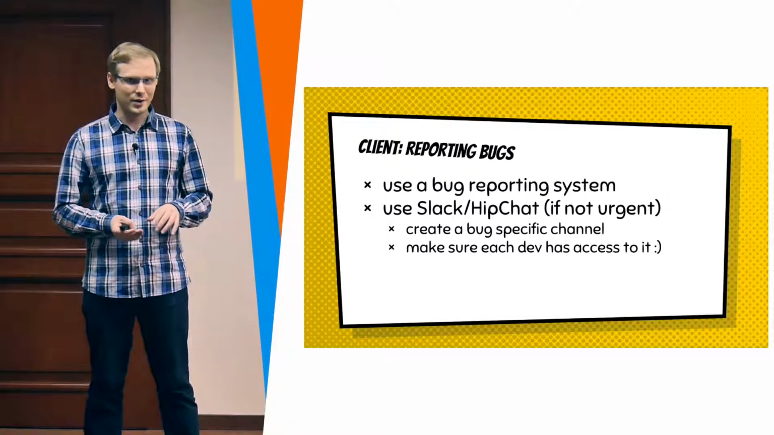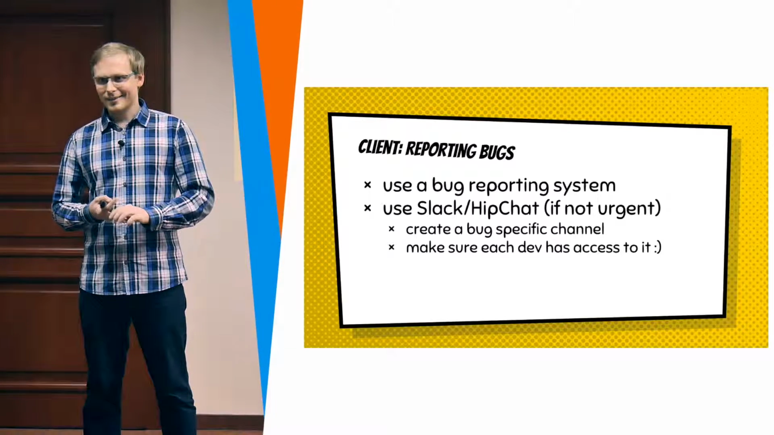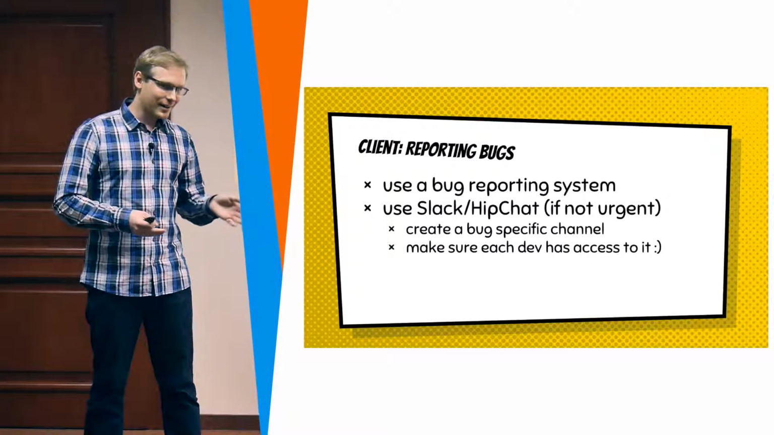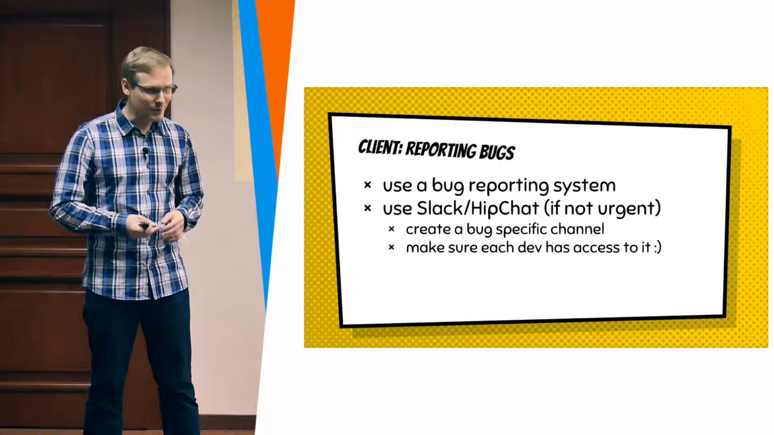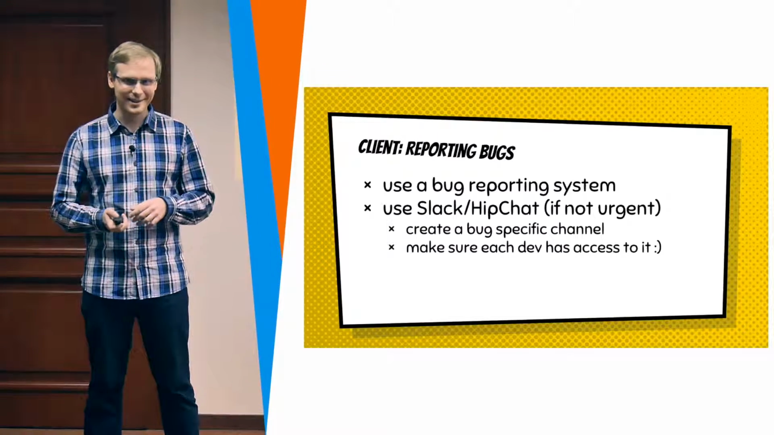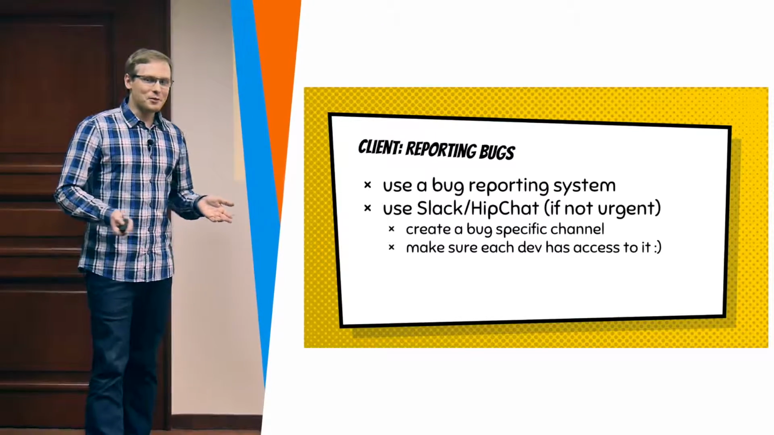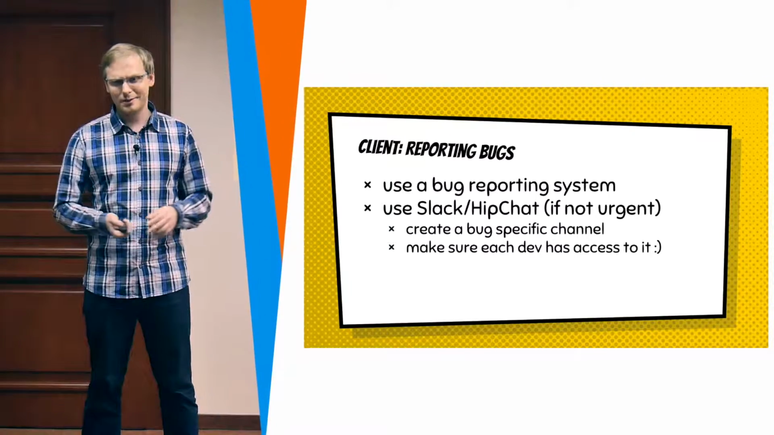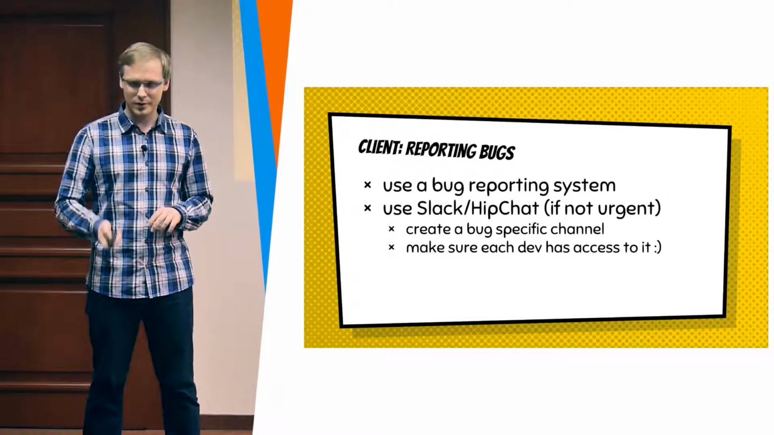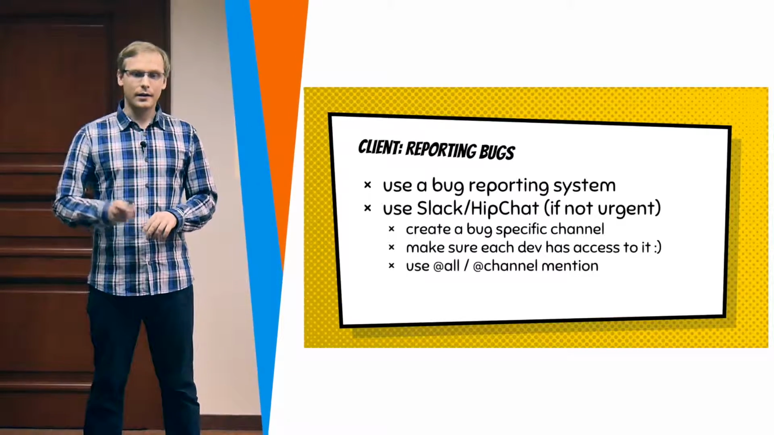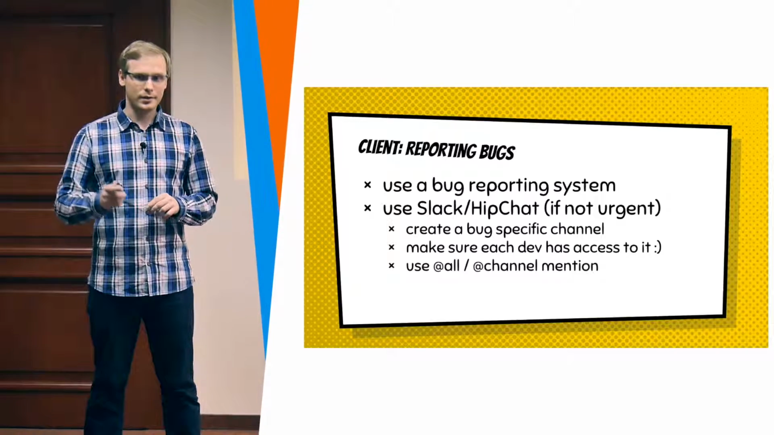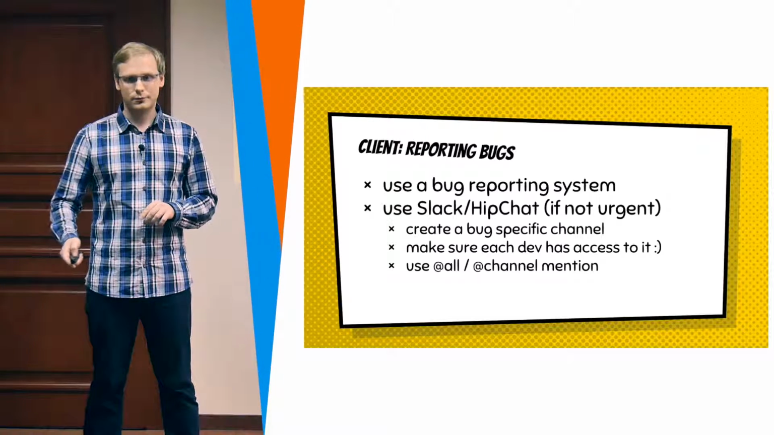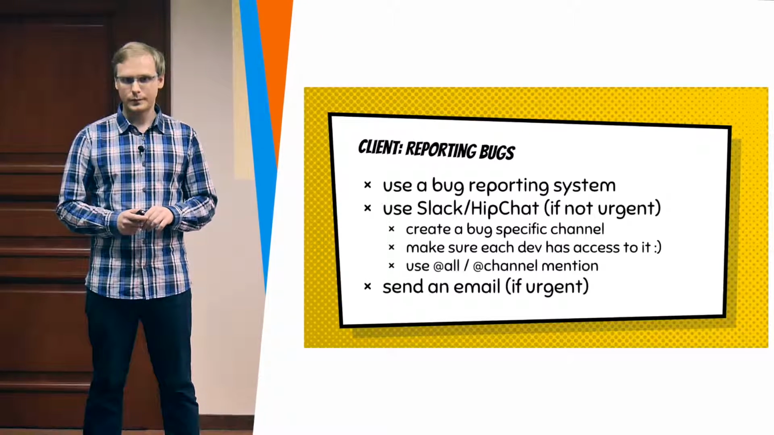The most important thing is to create a bug-specific channel that the client can use, but make sure that every developer on your team has access to it, because not so long ago, I went on vacation, and there was a bug, and everyone was mentioned, but only I had access to this channel. So my team was not able to do anything because they didn't know. Fortunately, this was a silly bug, some typo or something, so it doesn't matter. And make sure that the client uses the channel or @channel when communicating bugs to you.